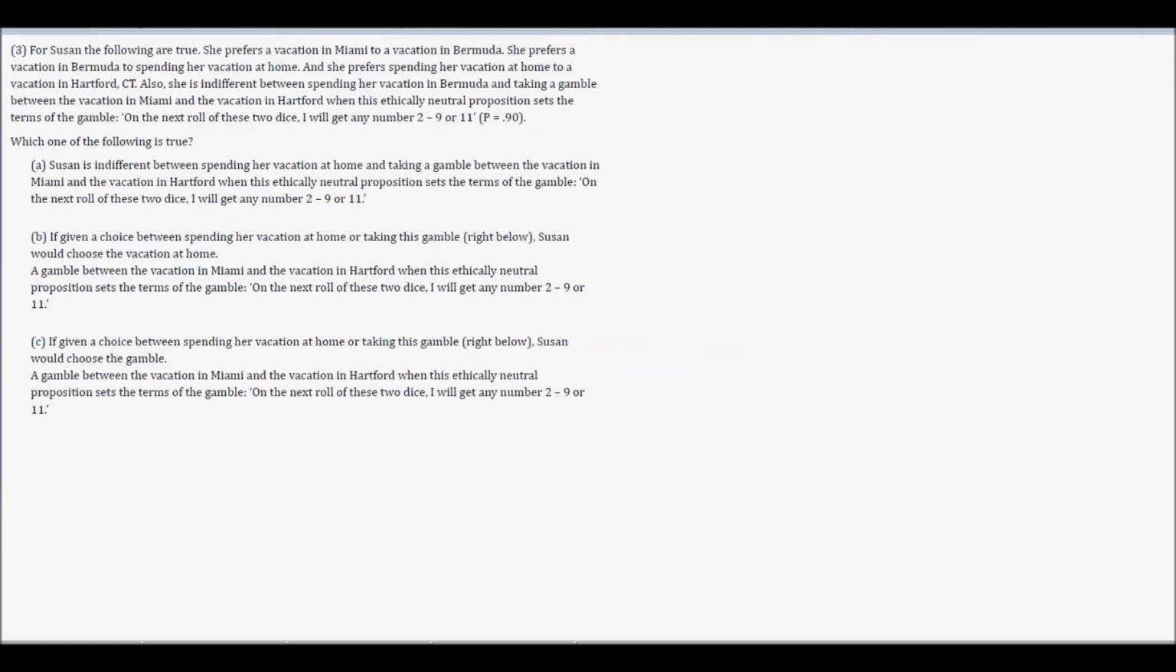All right, number 3. For Susan, the following are true. She prefers a vacation in Miami over a vacation in Bermuda. She prefers a vacation in Bermuda to spending her vacation at home. And she prefers spending her vacation at home to spending her vacation in Hartford, Connecticut. Okay. So again, we know that the utility value for her most preferred is 1. The utility value for her least preferred is 0.